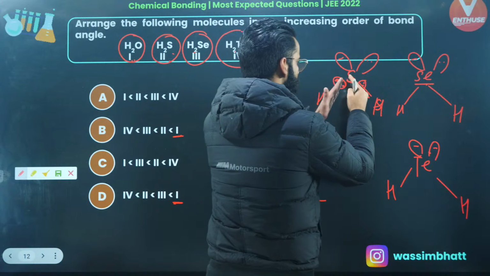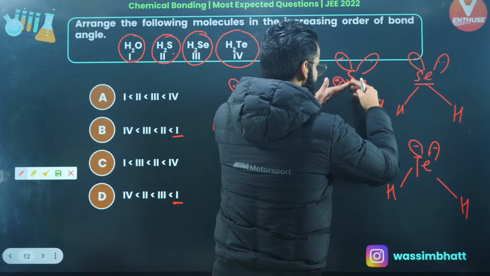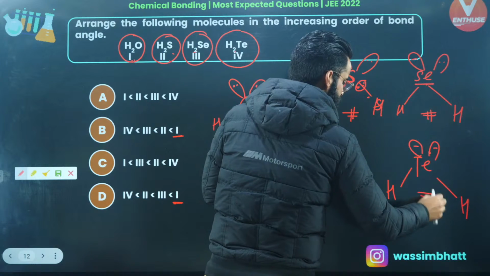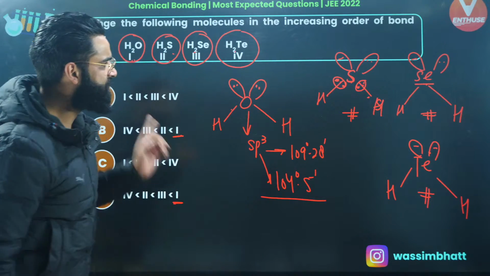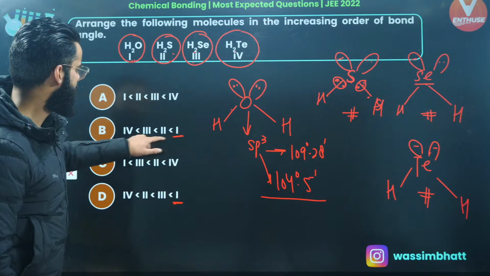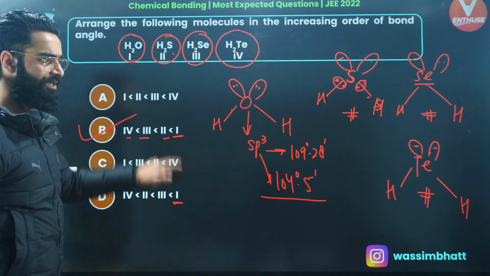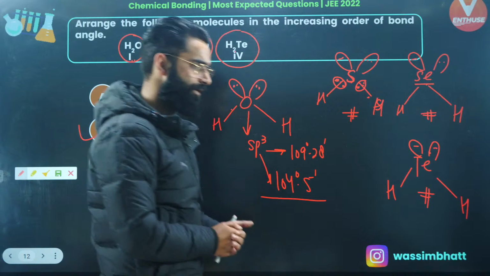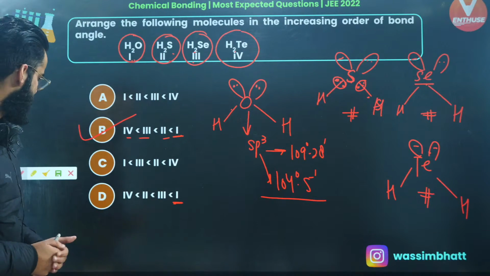If repulsions are more, then definitely the bond angle in this particular case will be more than that of this one, right? So in case of H2S, the bond angle is going to be more than that of H2Se. So this is going to be the correct answer of this particular question. It's absolutely option B, right, people? Yeah, as simple as that.